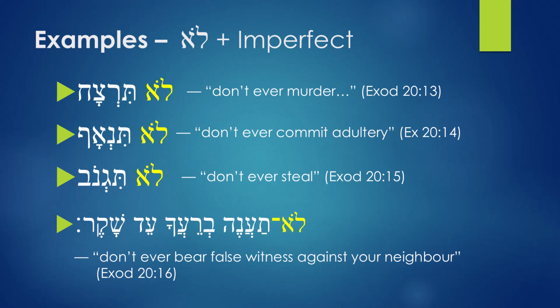In English, translation becomes don't bear false witness against your neighbor. But because you have lo with imperfect verb, translation becomes don't ever bear false witness. Don't ever lie against your neighbor. So all these prohibitions that you're seeing, having lo plus imperfect, what they're trying to say is that you must never do this. You must never murder. You must never commit adultery. You must never steal. You must never bear false witness against your neighbor.